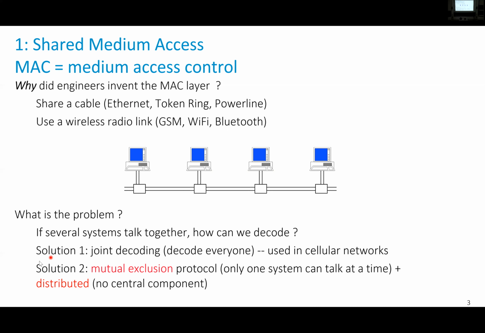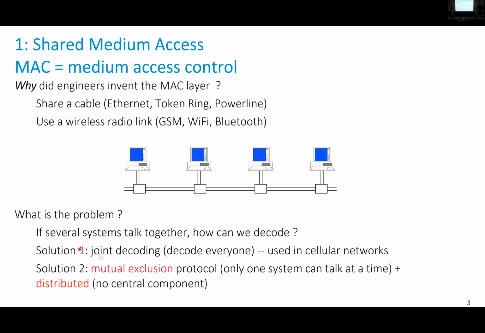There are now different types of solutions. At that time, the solutions that were known were called mutual exclusion. Mutual exclusion means only one device speaks at a time. Like in this class, I'm the only one speaking. If somebody wants to ask a question, you raise your hand, I give you the token, and then you speak. That's mutual exclusion. If one speaks, the others don't.